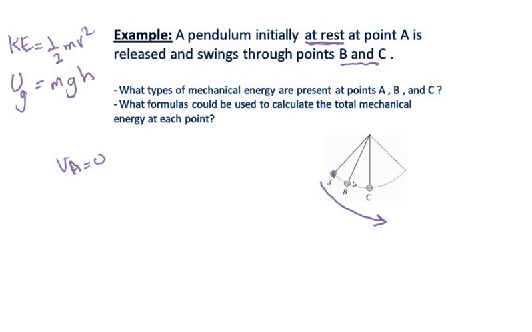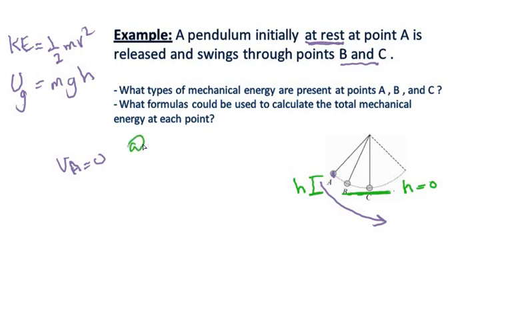At point A, if we assume that point C is the point of equilibrium, the lowest point in the system, so this is 0, the height at this point is 0, then A is at a height h from point C. Then there will be gravitational potential energy at point A.